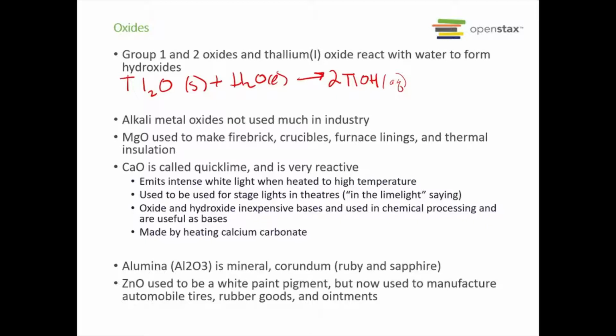The oxides and hydroxides are inexpensive bases and used in chemical processing as bases. We can make calcium oxide by heating calcium carbonate. So we take some calcium carbonate, which I think we saw earlier. We give it some heat and we form calcium oxide and CO2 gas.